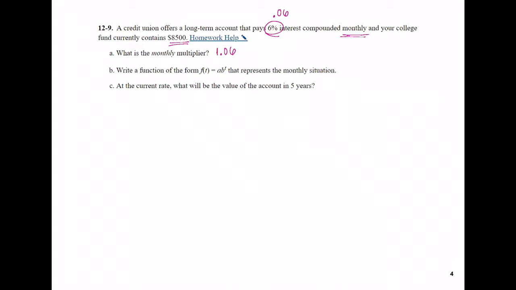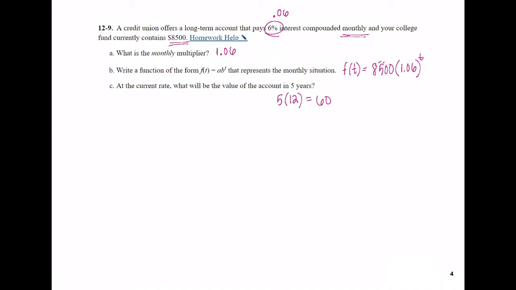B says write a function of the form f of t equals a times b to the t power. So our amount of money that we begin with, or A, is $8,500. Our multiplier is 1.06 per month, and our months are going to be represented by T. At the current rate, what will be the value of the account in 5 years? Well, in 5 years, there are 12 months in a year, so 5 times 12 gives us 60.